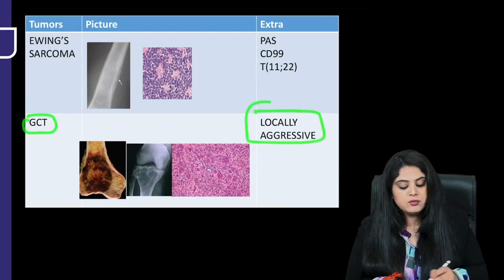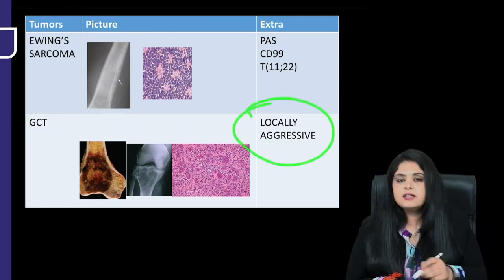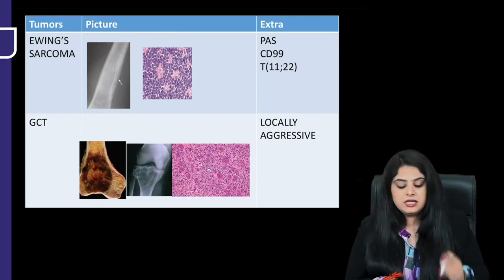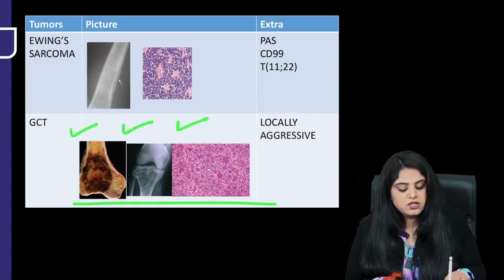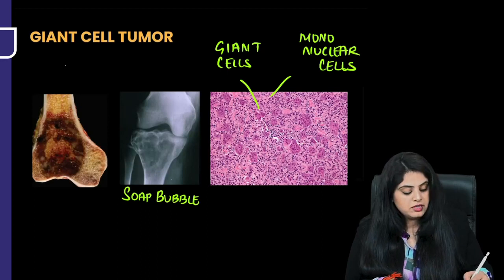That is giant cell tumor. Giant cell tumor. Is it benign, is it malignant, ma'am? Nothing. It is locally aggressive. Neither can you call it benign, nor can you call it malignant. It is hanging in between. So I call it a locally aggressive tumor. So you have three pictures: gross, radiology, microscopy. Zoom in. So what do you see in gross, radiology and microscopy?